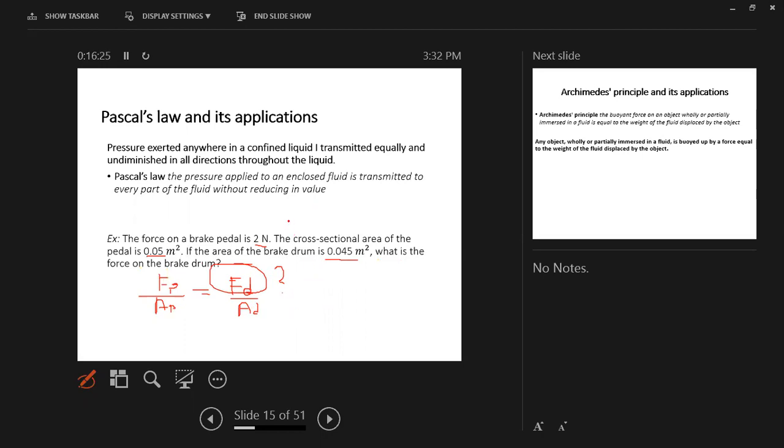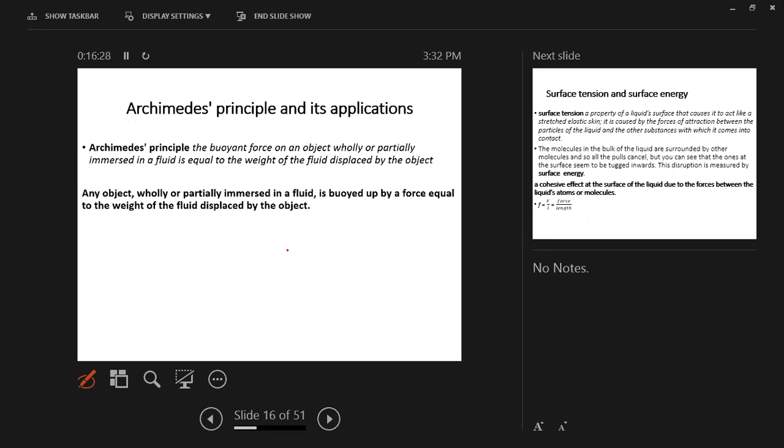Let's continue. So Archimedes' principle. Remember Archimedes' principle? It is about water. It's about fluid actually. This principle tells us that the buoyant force on an object wholly or partially immersed in a fluid equals the weight of the fluid displaced by the object. For example, let's say you have a cup of water in your hands, and you put a stone inside the water. The water will be displaced out of the cup, right? This happens because of Archimedes' principle.